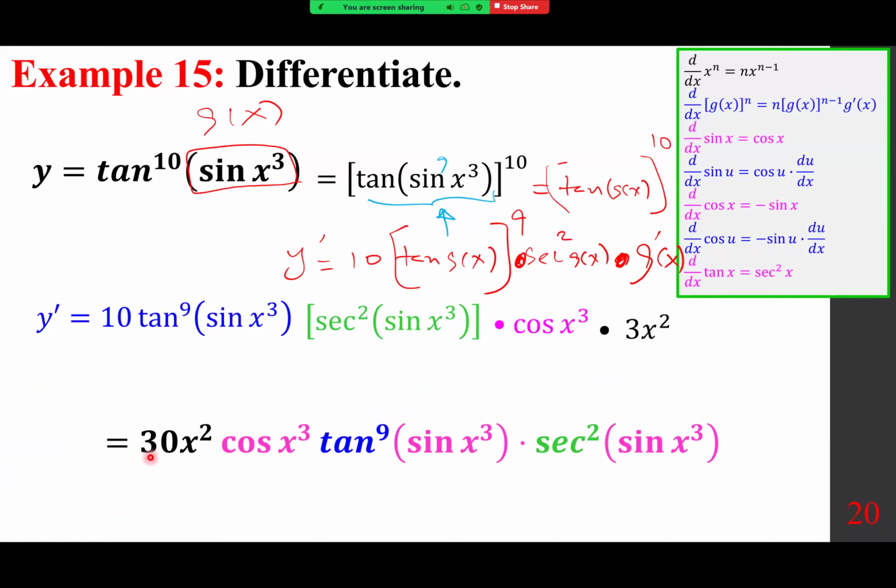10 and 3 gives you 30. We put the x squared in front, cosine of x cubed, tan to the power of 9 of sine of x cubed, and secant squared of sine of x cubed. Basically, you can put those in the order you want, but it's good practice. At minimum, this has to be in front.